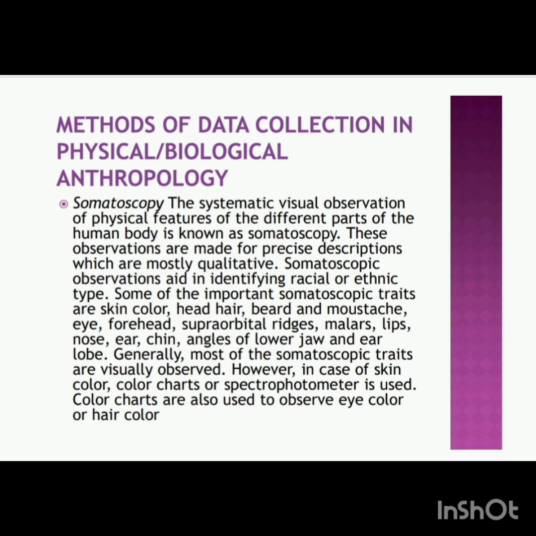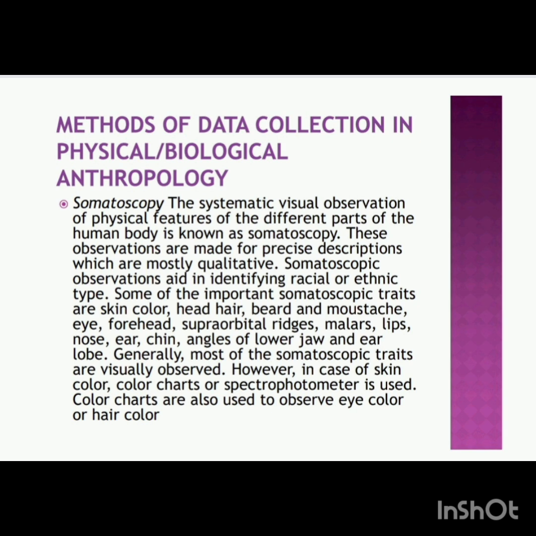Somatoscopy: the systematic visual observation of physical features of the different parts of the human body is known as somatoscopy. These observations are made for precise descriptions which are mostly qualitative. Somatoscopic observations aid in identifying racial or ethnic type.